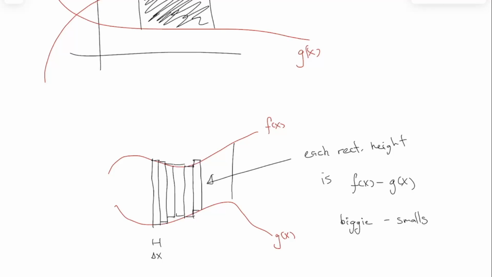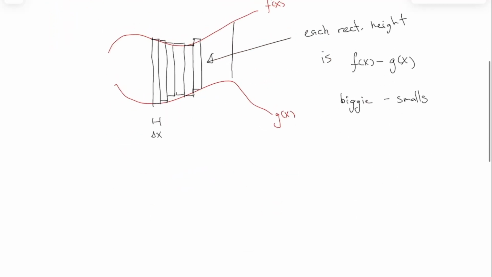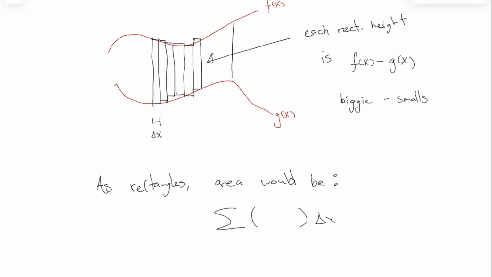Now, the area, if you were thinking of it in terms of rectangles, as rectangles, the area would be, if you wrote this out as a Riemann sum, which like I said we're not going to go through the details of, something like the sum of a bunch of things where you do the height of each one times delta x, and those heights would look like f of x minus g of x.